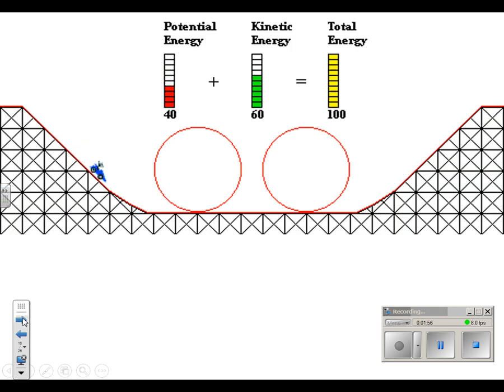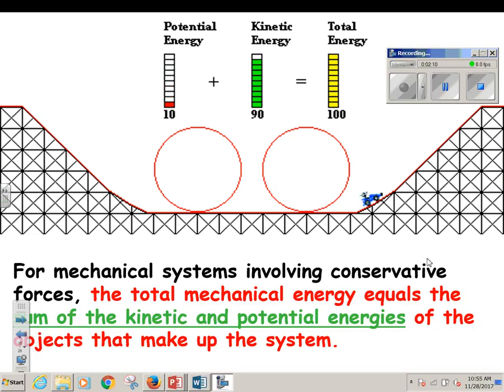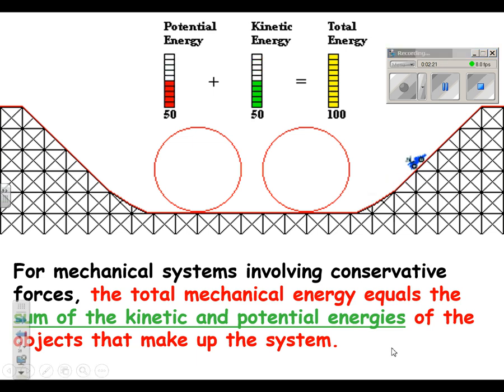All right? So really the thought process is we have kinetic energy, and it can be converted into potential energy, or we have potential energy that can be converted into kinetic energy, but really overall the amount of energy stays the same. So for most mechanical systems, or for all mechanical systems involving conservative forces, which we'll talk about in a little while, the total mechanical energy equals the sum of the kinetic and the potential energies of the objects that make up that system. So the sum of the kinetic and the potentials will be the total mechanical energy. All right? And for this one, you can see that it's always 100. So if it switches, then they add up to 100.